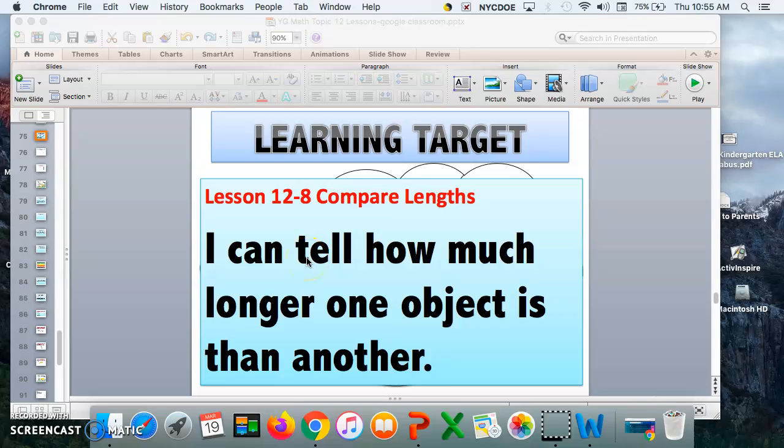For today's lesson, we're going to compare lengths. Remember, we've learned about a lot of different lengths. We've learned about centimeters and meters, and we've learned about inches. So today we're going to compare different lengths. Our learning target for today is, I can tell how much longer one object is than another. Again, I can tell how much longer one object is than another.